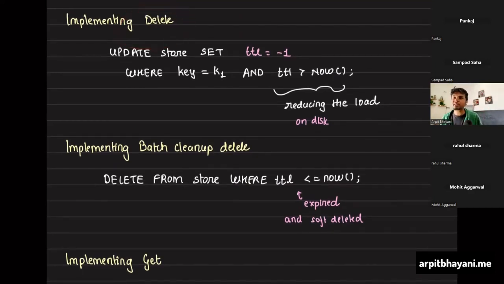Implement delete. You are explicitly deleting a key. How will you do it? You have to do something in the database, right? When you're deleting a key. Yeah, got it. Right? So, Pankaj?